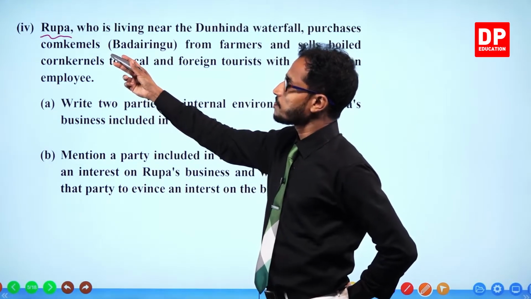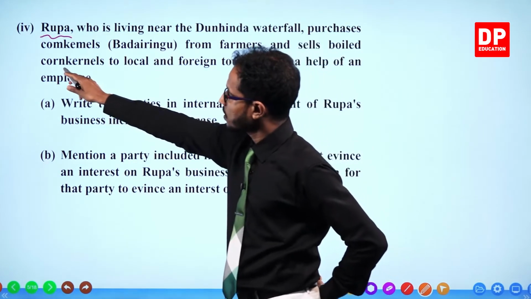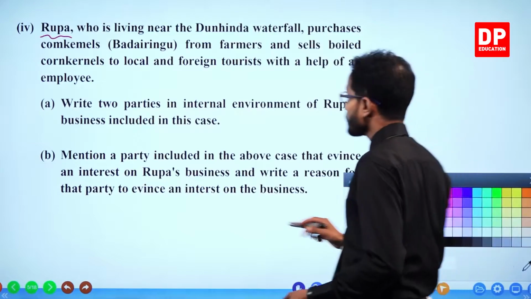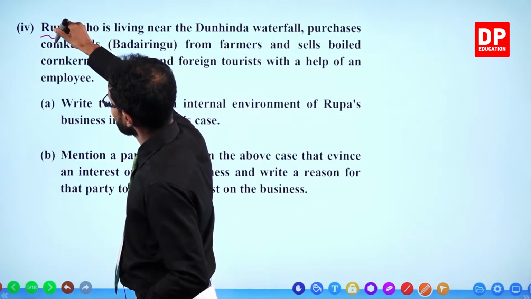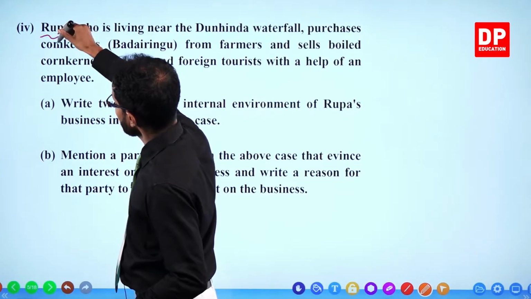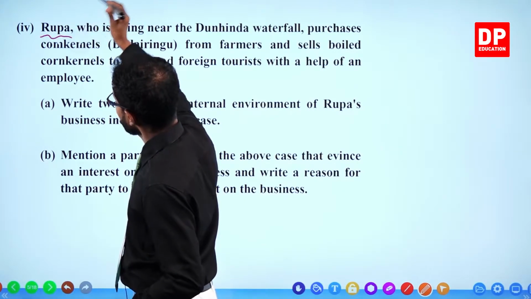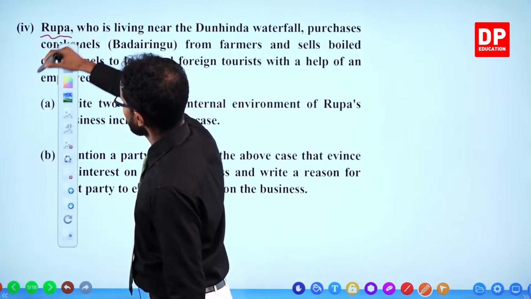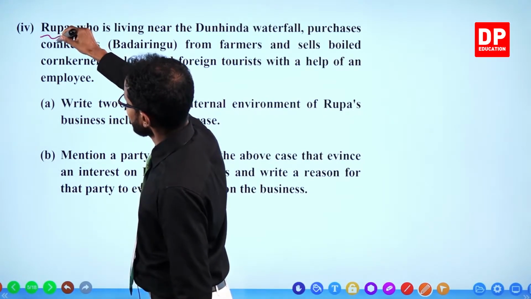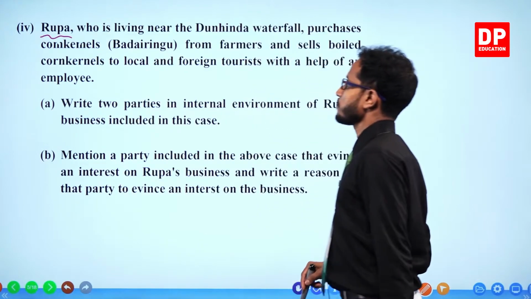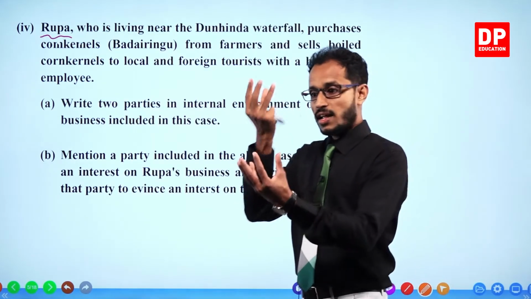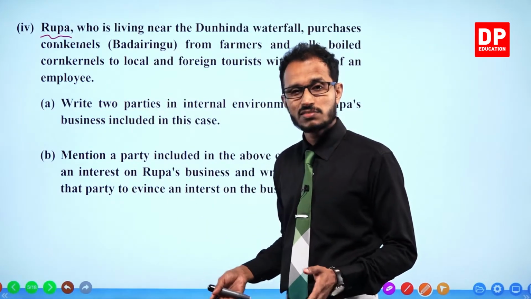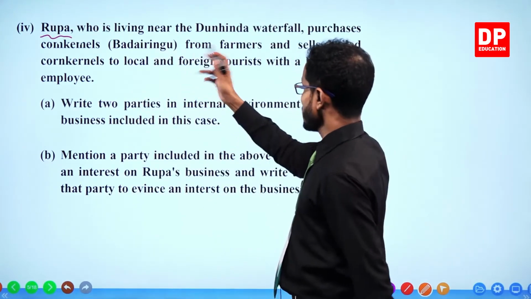Purchases corn kernels. Corn kernels means here the word is correct, corn kernels. What do you call it in Sinhala, bada irangu, corn kernels. Okay, corn kernels bought from farmers. So this Rupa buys corn kernels from farmers. Right, that's right. Where you boil the corn kernels beside the road, there are street vendors. Rupa is such a street vendor.